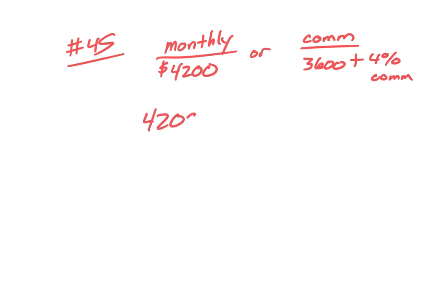But we want to know when are these two equal. So we're going to say 4,200 equals 3,600 plus, and kind of like we did a few minutes ago with the interest one, we're going to change 4% to 4% times X. Okay. And I want to know when are these two equal. And X would be the amount of sales that I would have to sell to make these equal. And then that would kind of help you make your decision.